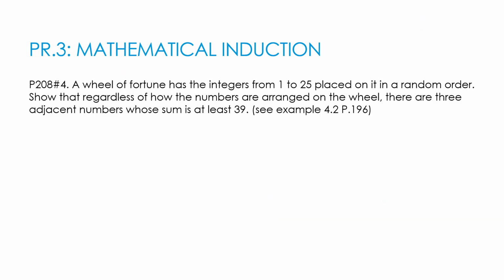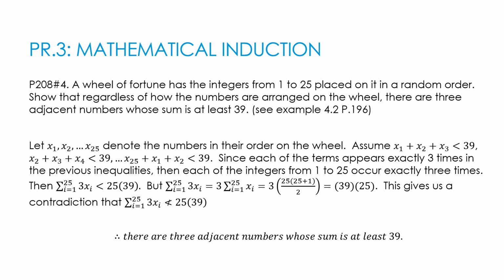Here's one more for you to try, and I haven't done one of these with you, so it's really just a challenge question, and then I'll go over it with you. This is page 208, number 4. A wheel of fortune has the integers from 1 to 25 placed on it in a random order. Show that regardless of how the numbers are arranged on the wheel, there are 3 adjacent numbers whose sum is at least 39. So let's take a look. Again, if you feel up to it, press pause, try this question on your own. If not, let's go through it together.